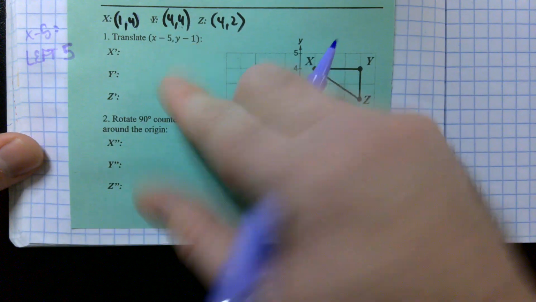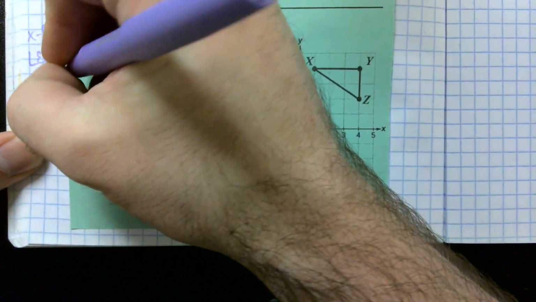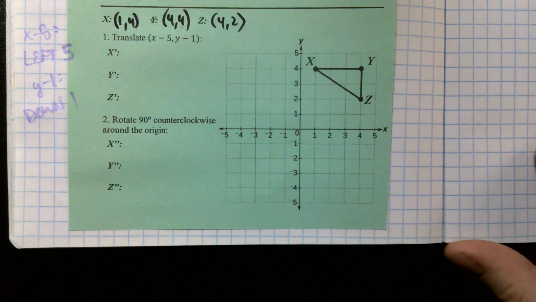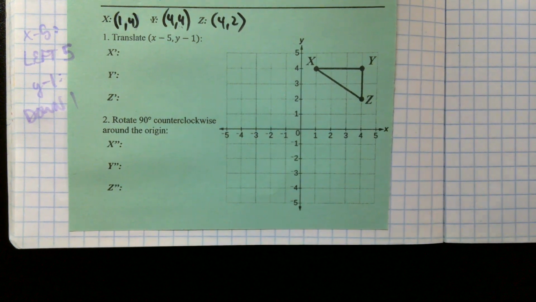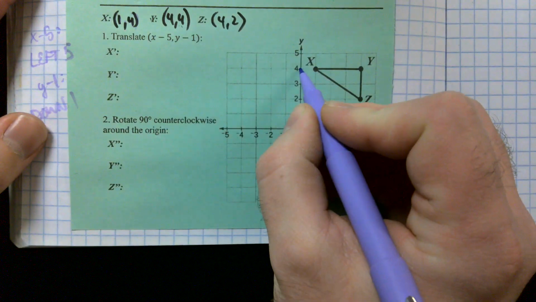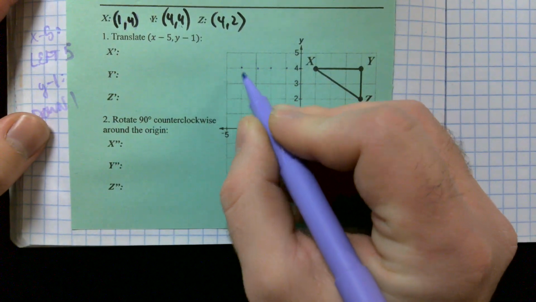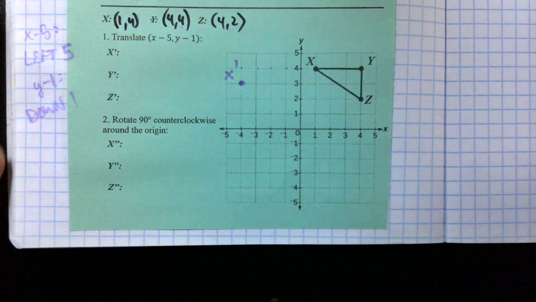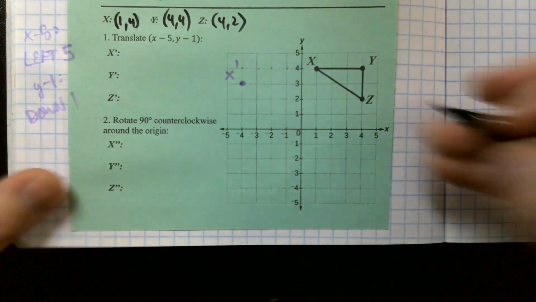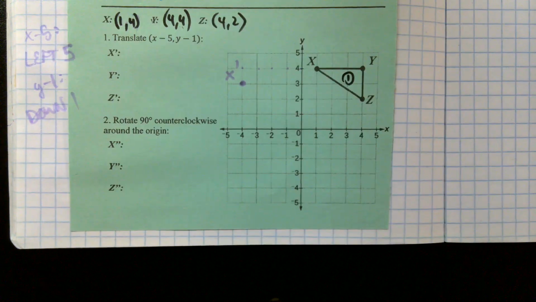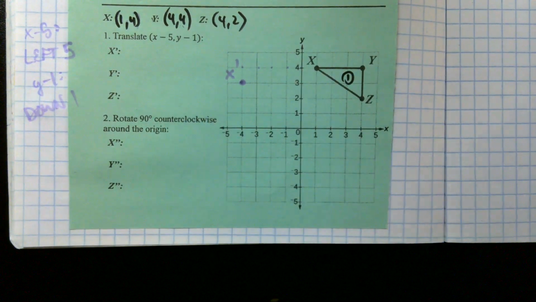What about Y minus 1? What does that tell me I'm doing? Going down 1. All right? So if I start at point X, I'm going to follow these directions. I'm going to go left 5, 1, 2, 3, 4, 5, and down 1. X prime. Okay, throw a 1 in my original triangle. I'm going to have a 2 here in a second. What are X prime's coordinates, though?